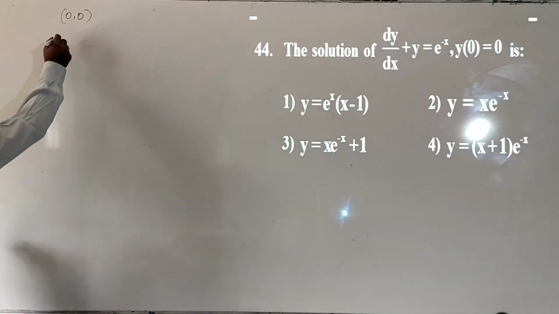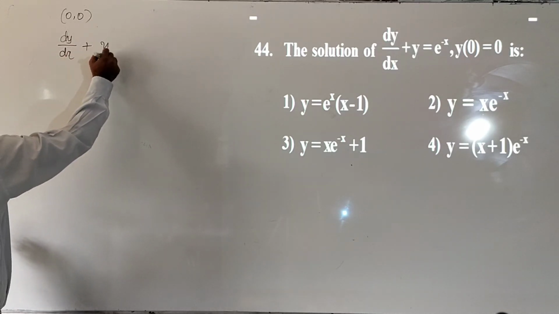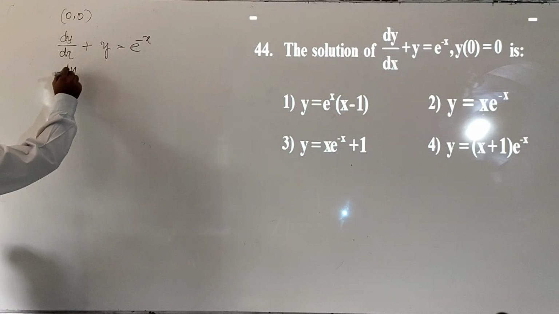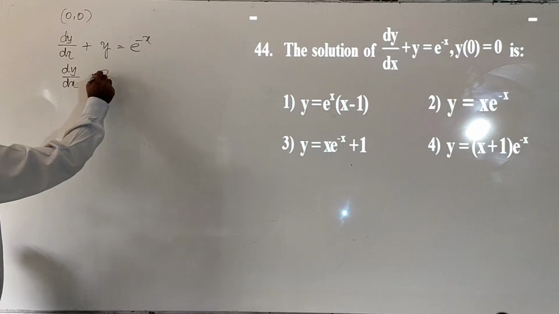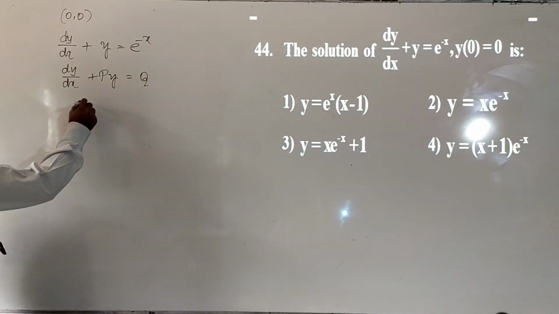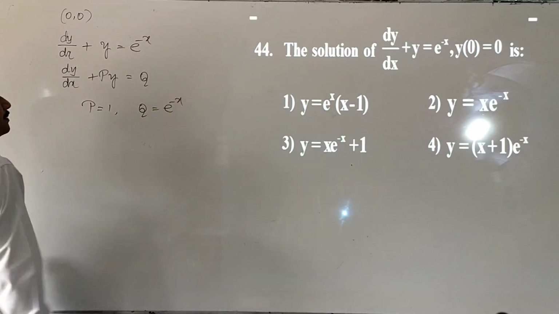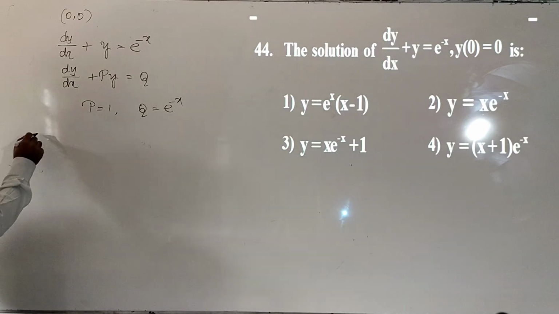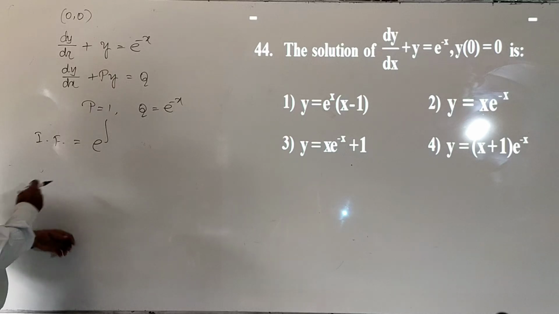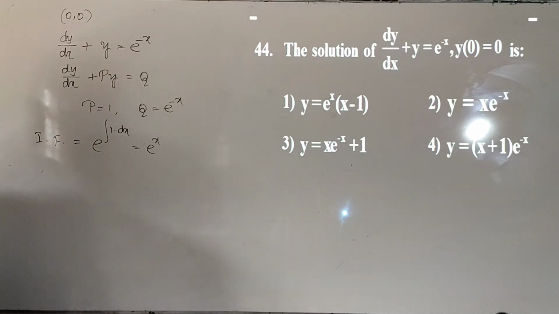Okay. So we have dy by dx plus y is equal to e power minus x. This is a linear differential equation because you can compare this with dy by dx plus py equal to q, where p and q are either constants or functions of x only. So from this we get p is equal to 1, q is equal to e power minus x. Now I will have to find out the integrating factor. Integrating factor is given by e power integral of p dx. E power integral of 1 into dx, that's equal to e power x.